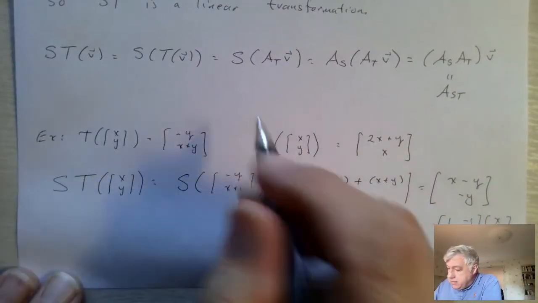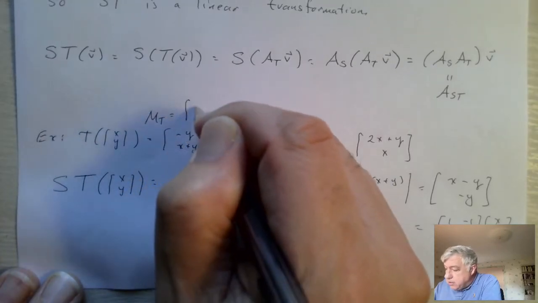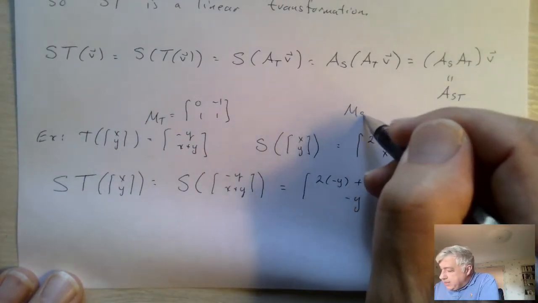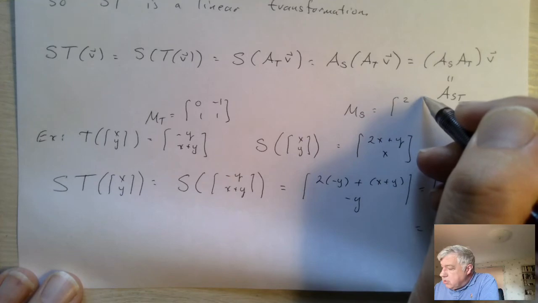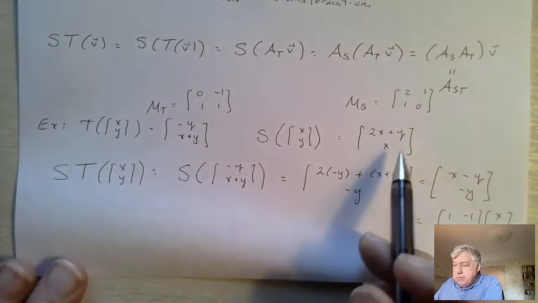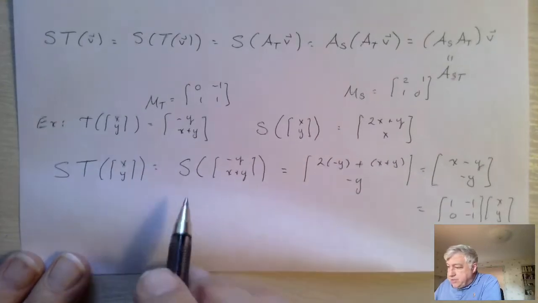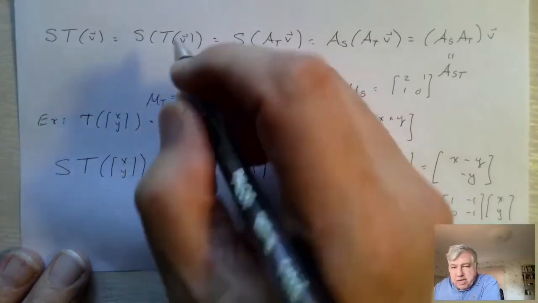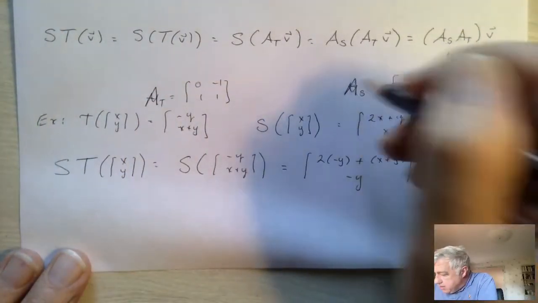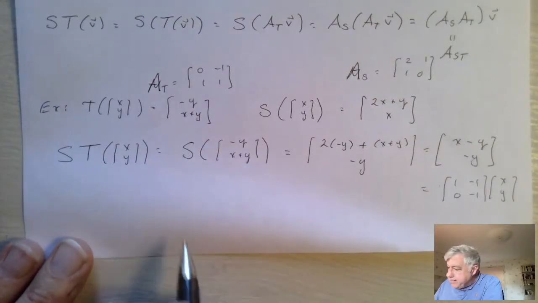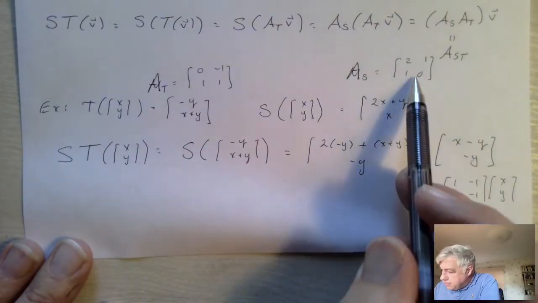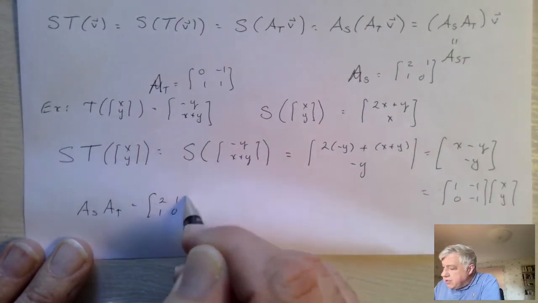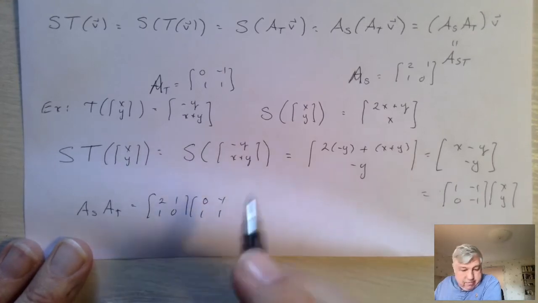MT is going to be [0, -1; 1, 1]. And here MS is going to be [2, 1; 1, 0]. Okay. And then if we multiply these two together, I guess we should call this A to be consistent. So if we multiply AS times AT, this is going to be [2, 1; 1, 0] times [0, -1; 1, 1].